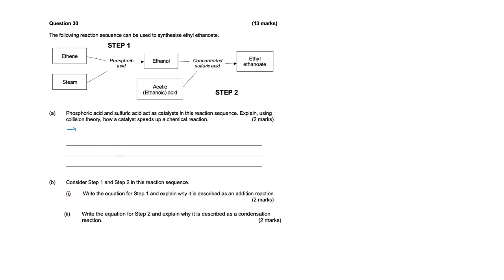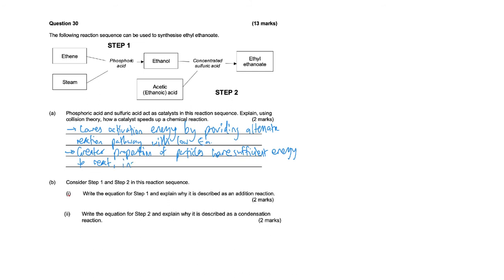2 marks. Okay, so it lowers activation energy by providing an alternate reaction pathway with lower EA, therefore a greater proportion of particles have sufficient energy to react, increasing frequency of successful collisions. All of that needs to be written to get those marks.